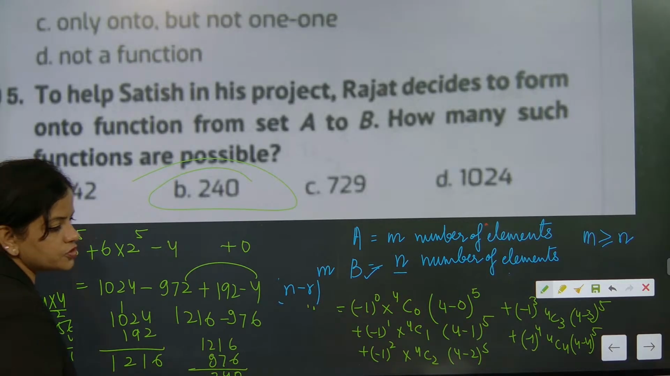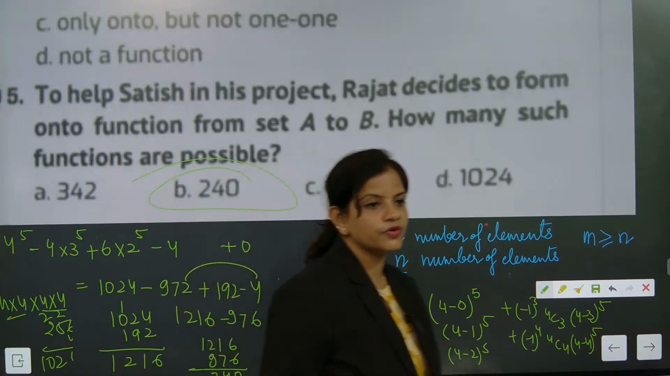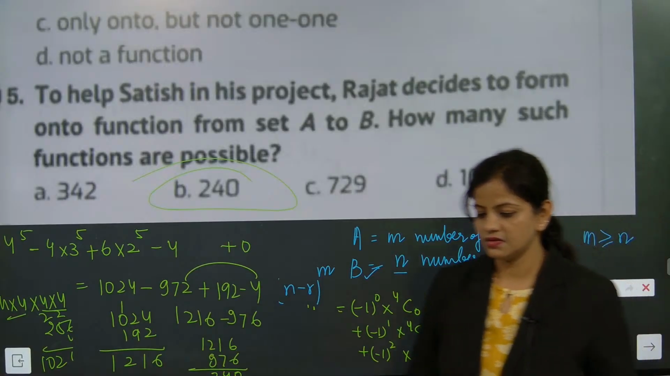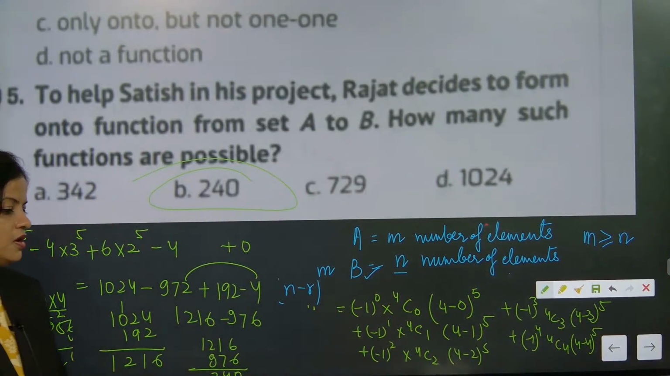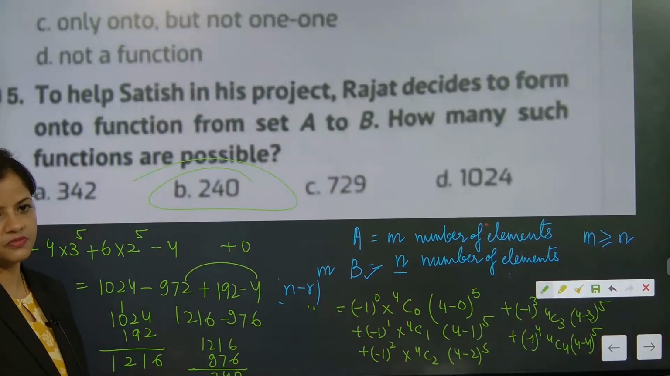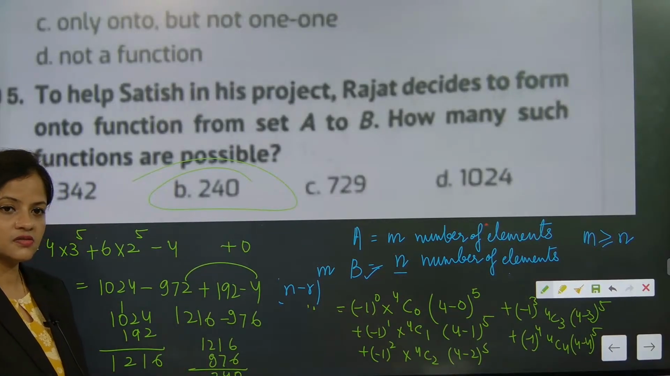This is one of the most important questions. You must do this question. It is needed. Just like now, onto function finding questions are very important. If you are not doing this, problem will come. Seriously.